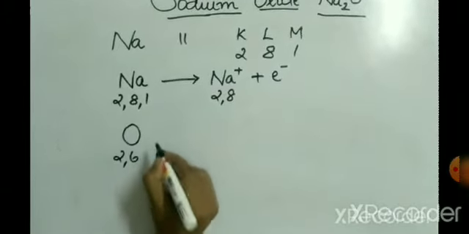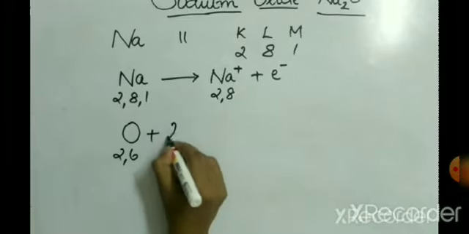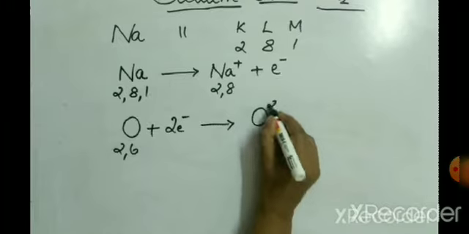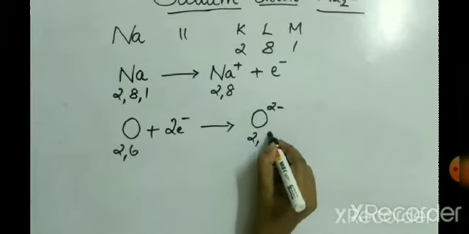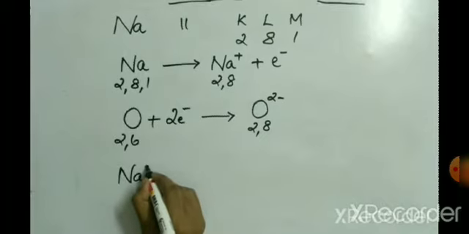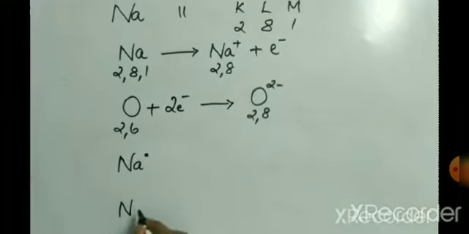Oxygen, atomic number 8, electronic configuration 2, 6. Since 6 electrons are present in the outermost shell, it requires 2 more electrons to get octet configuration. So when oxygen gains 2 electrons, it changes to oxide ion O2-, configuration 2, 8.